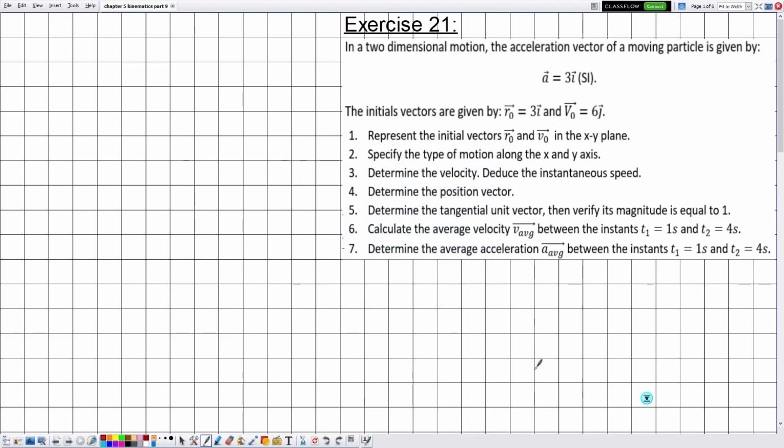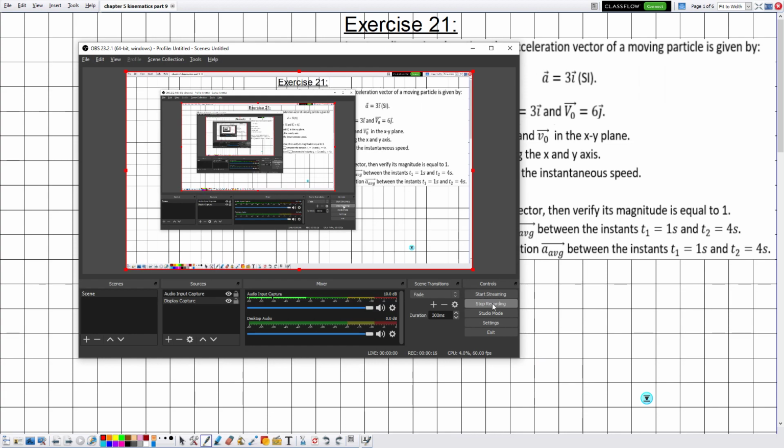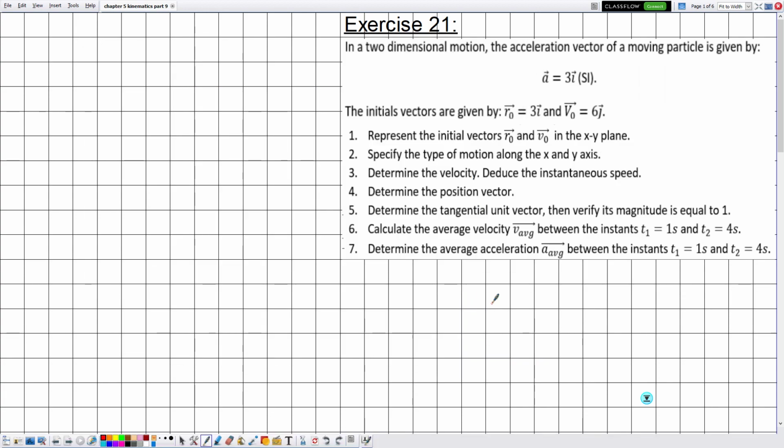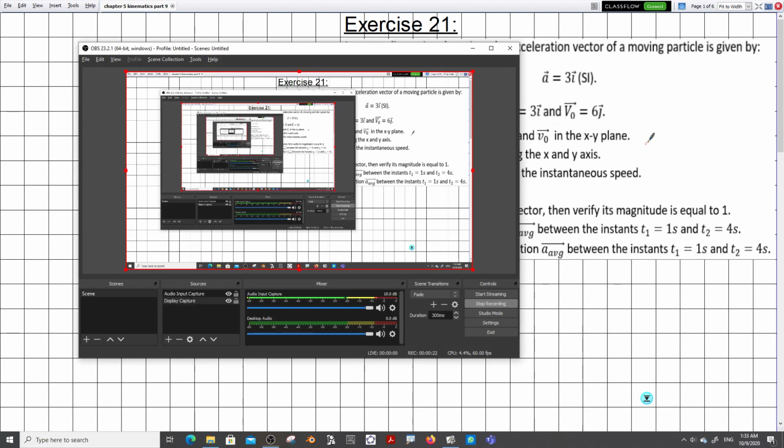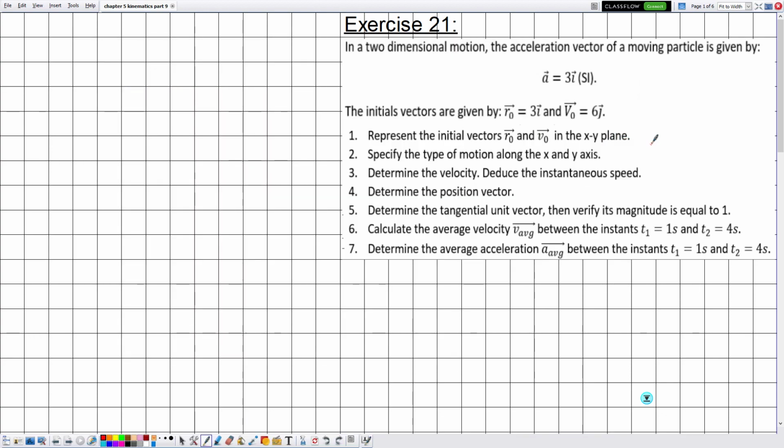Okay, hello everyone, in a new video. So we have reached part 9 of chapter 5, which is the chapter of kinematics for grade 11 students. So in this part we are going to solve some exercises. So we have reached exercise number 21.